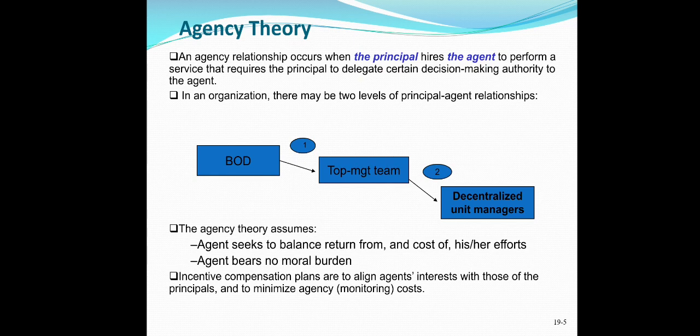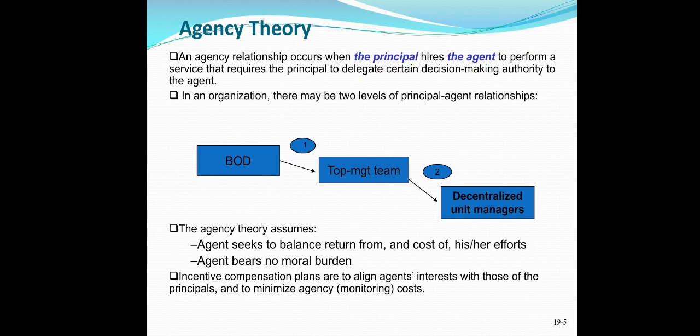So now, in the first principal-agent relationship, the board of directors is the principal and the top management team is the agent. But in the second level of principal-agent relationship, the top management team is the principal, and the lower level managers or decentralized unit managers are the agents. So basically, you have to understand that agency theory explains the principal and agent relationship. The principal is the one who hires the agent and asks the agent to do things on their behalf.